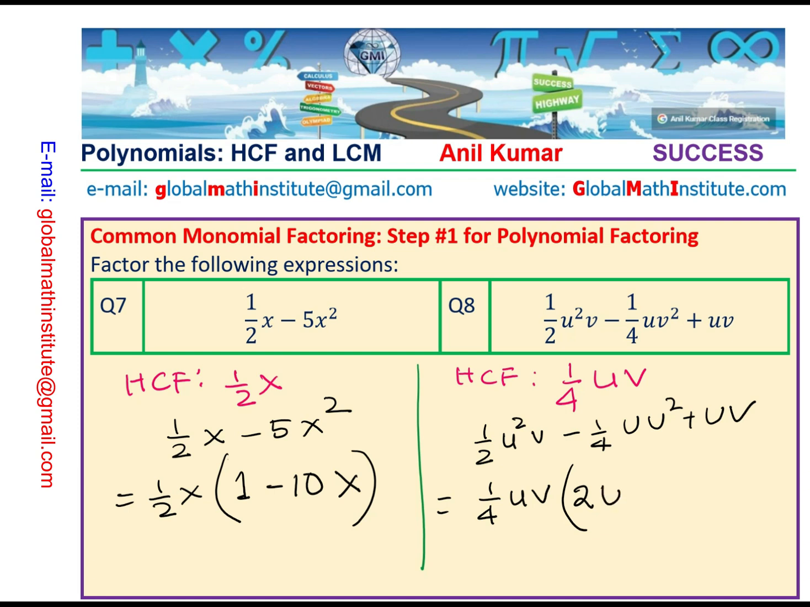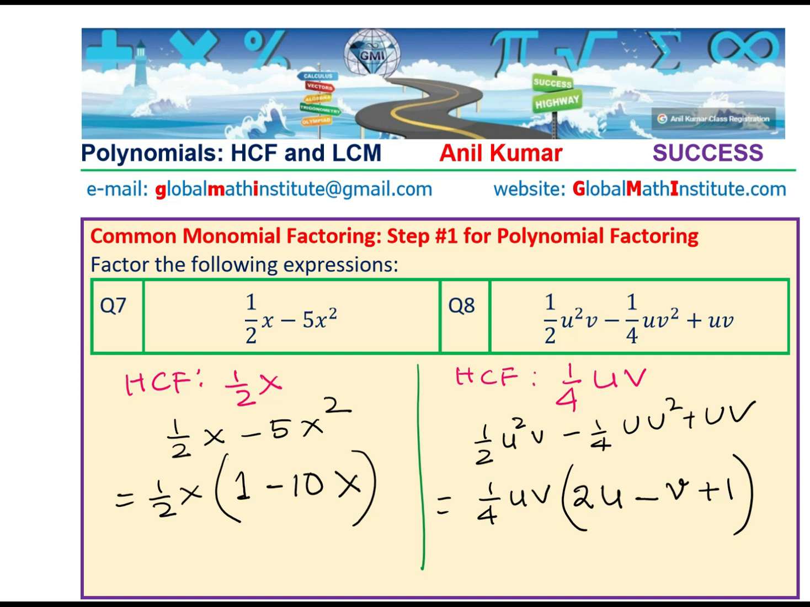U square means u. V is already outside. 1 by 4 is taken out. So we have v as the common factor. uv is taken out, so 1 is the common factor. So we get 1 by 4 uv into 2u minus v plus 1 as the other terms. Is that clear to you? You can open the bracket and verify that does give you the right result.